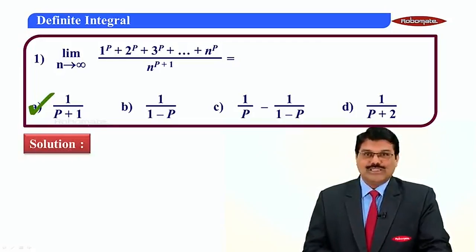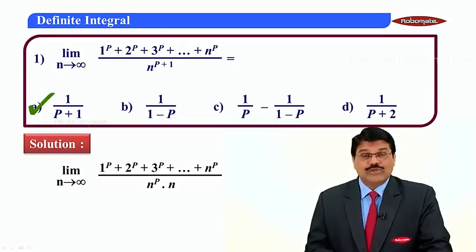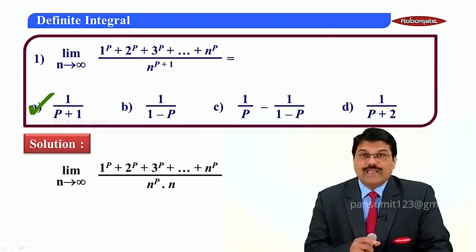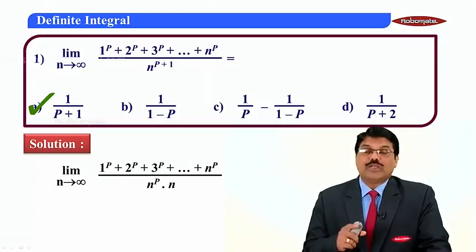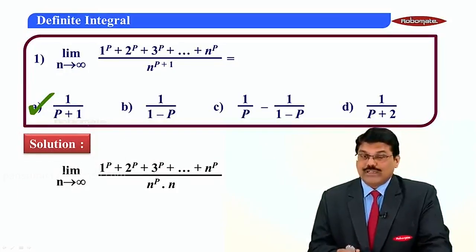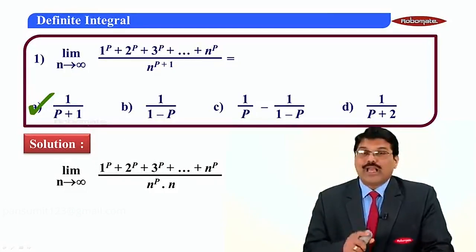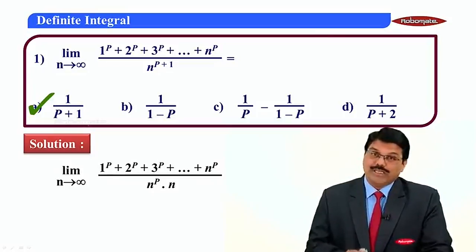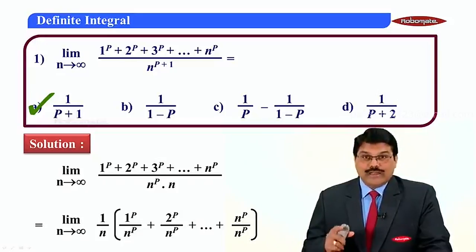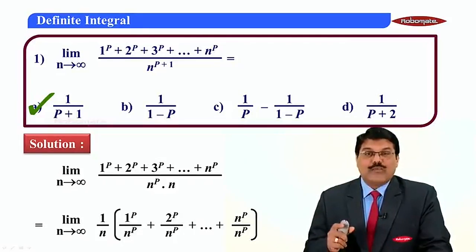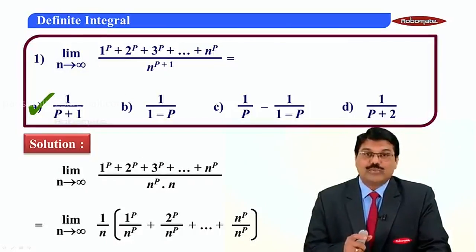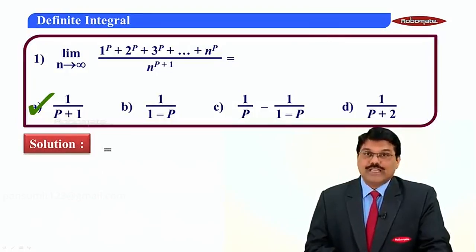Let's see the solution. Here, limit as n tends to infinity 1 raised to p plus 2 raised to p plus 3 raised to p plus up to n raised to p upon n raised to p plus 1, which we can write as n raised to p into n. This n we can write outside. Now in numerator, all the terms have the power p, as well as in the denominator it is n raised to p, right? So we can write it this way. Limit as n tends to infinity 1 upon n. Here we are splitting the terms and we can write 1 raised to p upon n raised to p plus 2 raised to p upon n raised to p plus up to n raised to p upon n raised to p. So which we can write it this way.